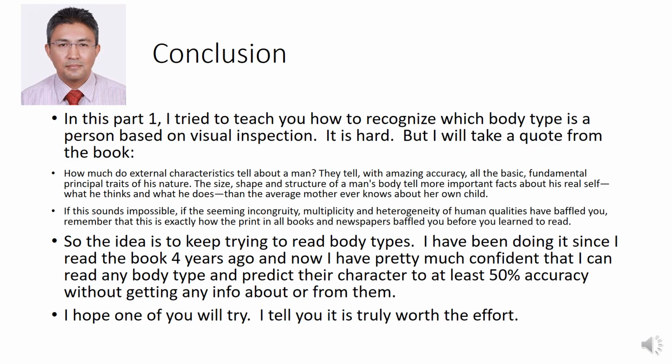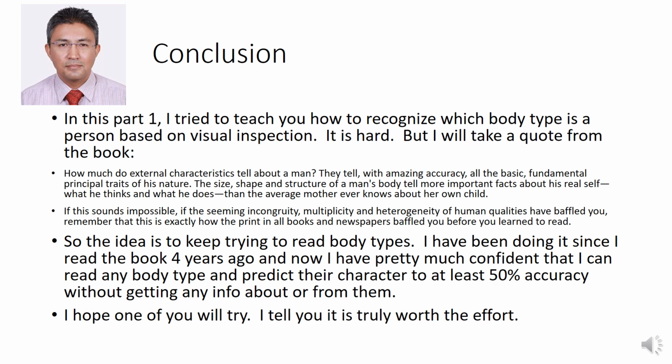So the conclusion. In this part 1, I tried to teach you how to recognize which body type a person is based on visual inspection. It is hard, but I will take a quote from this book. How much do external characteristics tell about man? They tell with amazing accuracy all the basic fundamentals, principles, traits of his nature. The size, shape, structure of a man's body tell more important facts about himself, what he thinks and what he does, than the average mother ever knows about her own child.